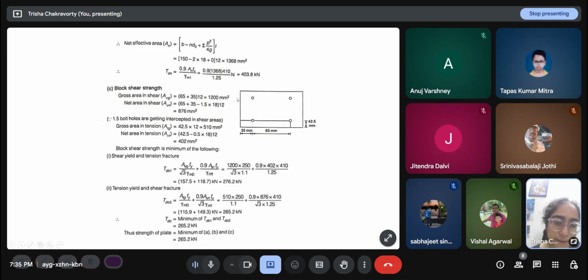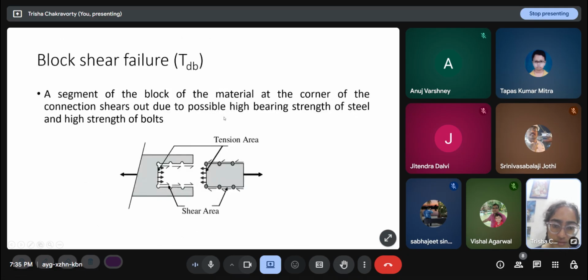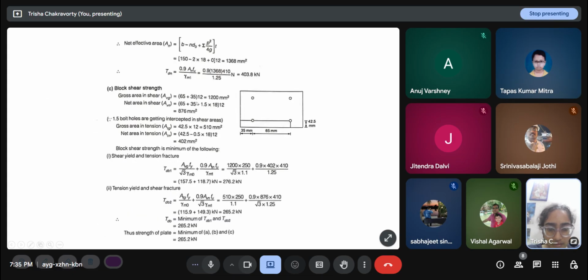Okay, so if there is a block shear failure, what happens is this part will shear out. So in the diagram here, trace a line along the bolts, and this entire part is going to come out. The shear surface is this line, like this is the shear surface area.